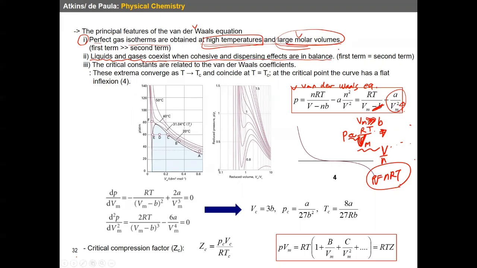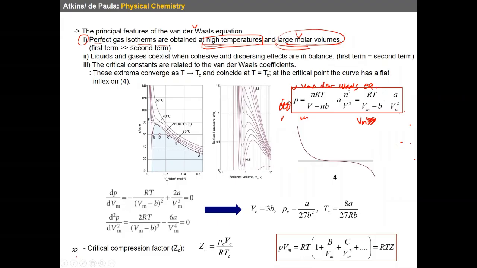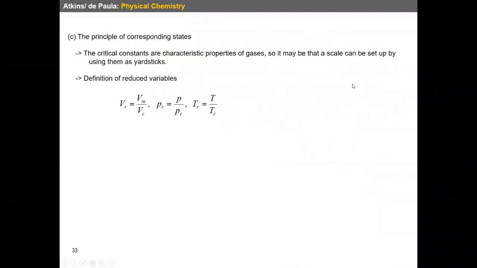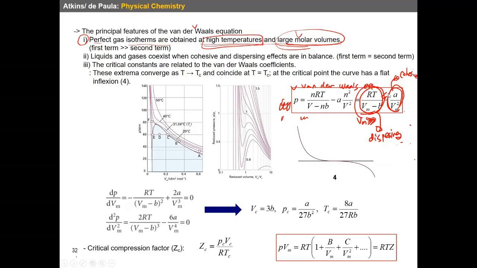And the second feature of this van der Waals equation is that liquids and gases can coexist when cohesive and dispersive effects are in balance. This means, if this first term and the second term are the same, this is the factor by the dispersing effect, and this is the factor by the cohesive effect. If these dispersing and cohesive effects are in balance, then in this van der Waals equation, liquid and gases can coexist. So this is the other principle of this van der Waals equation.